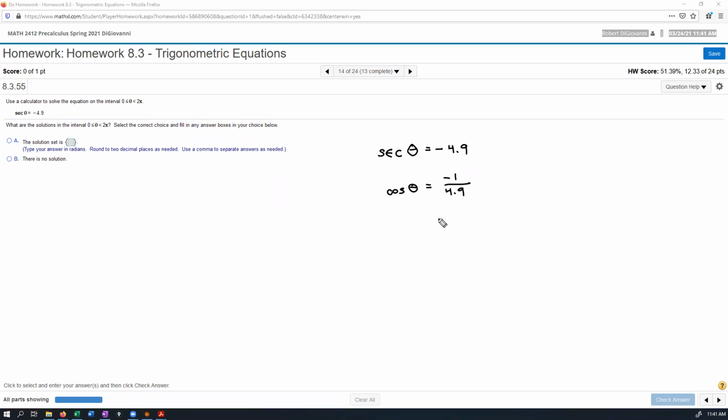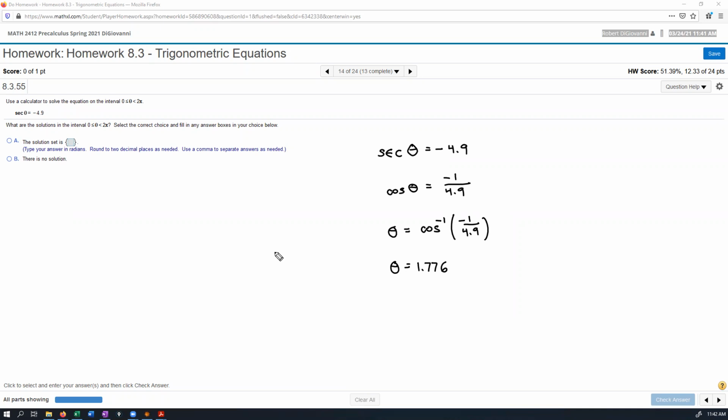Now on my calculator, I'm going to use the inverse cosine function. So theta must be equal to inverse cosine of negative 1 over 4.9. And I'm going to make sure I'm in radian mode. So I'm going to do inverse cosine of negative 1 over 4.9. And I get theta must be 1.776. Now, I need to make sure you understand what this means.